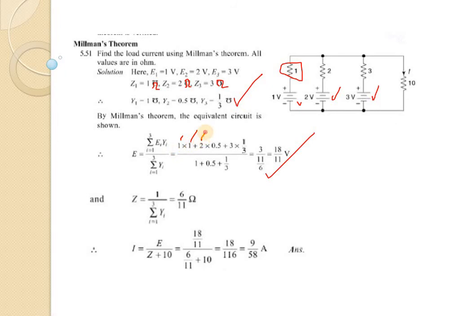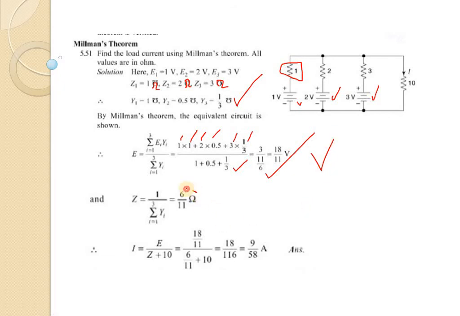Next, the value of V2 is 2 and the value of Y2 is 0.5, so it is 2 into 0.5. Thirdly, V3 equals 3 and the Y3 value is 1 by 3. All these values we sum up to get the summation of Vi Yi. Similarly, we divide this value by the summation of Yi, where the Yi values are 1, 1 by 2 and 1 by 3. Summing those, we get the value of V.